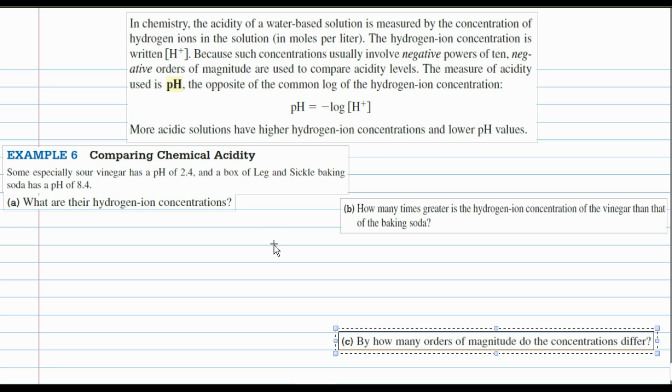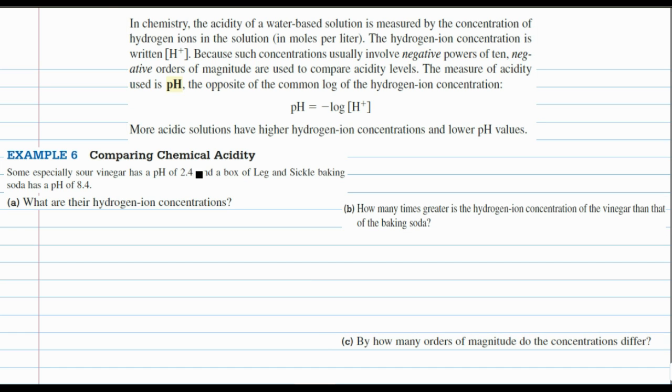Okay, so example 6, let's compare the chemical acidity of two substances. Some especially sour vinegar has a pH of 2.4 and a box of Leg and Sickle baking soda.